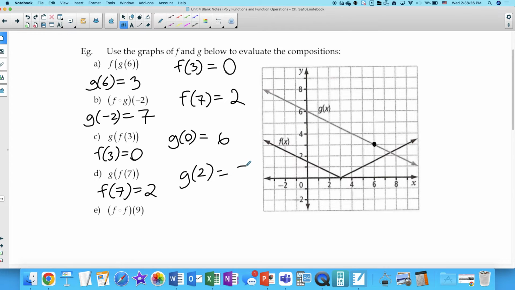And then f of f of 9. f of 9 is 2.5. Is that right? No, that's 8. Huh. f of 9 is 3. Okay, so here we're looking for f of 3, which is 0. Okay? So far, so good?